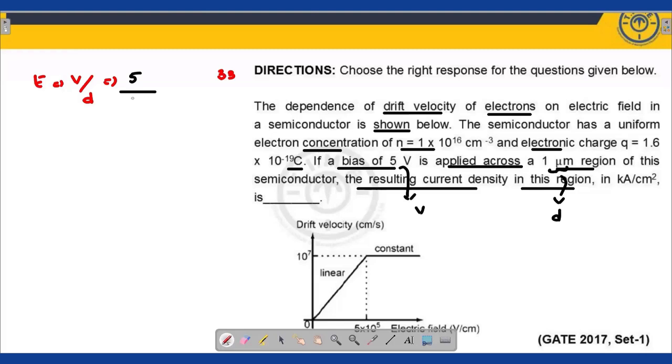So it will be 5 divided by, converting into centimeters, 5 into 10 power 4 volt per centimeter. This is what we get here. Now, my dear friends, he is asking, so as the electric field is this value, the electric field is 5 into 10 power 4 volt per centimeter.